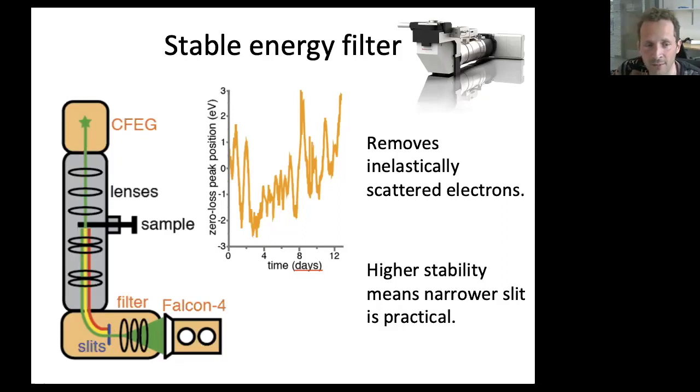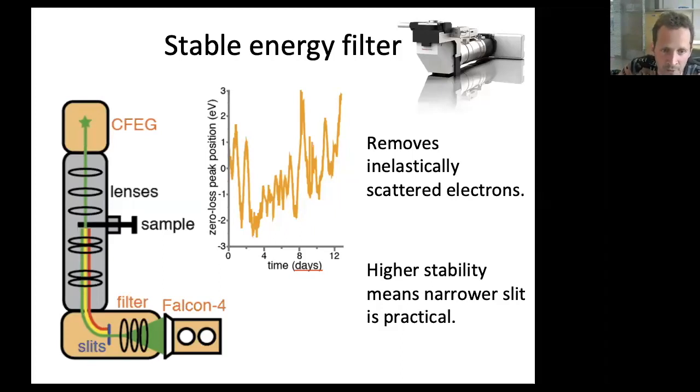And this technology has existed in the field for many years, but these filters weren't very stable. And this one, developed now, is much more stable than the ones that were available. It only moves by about 1 or 2 electron volts over many days. And that means we can make that slit a lot more narrow than the slit in previously existing filters, which leads to the removal of more noise from the images.